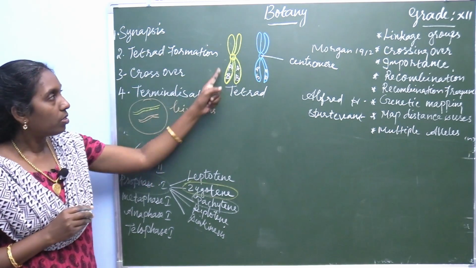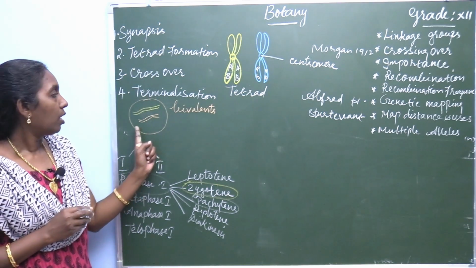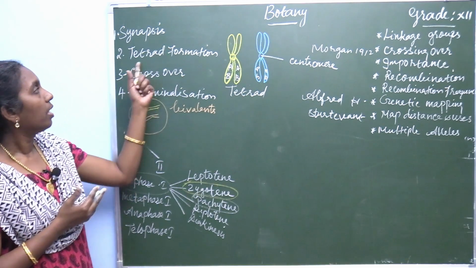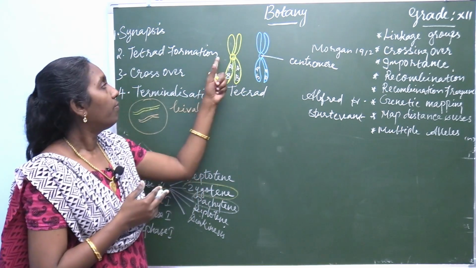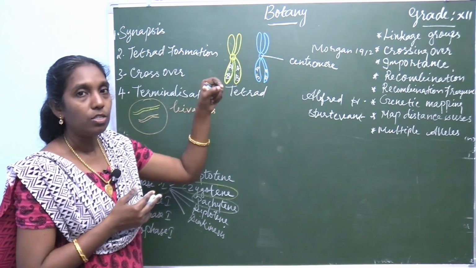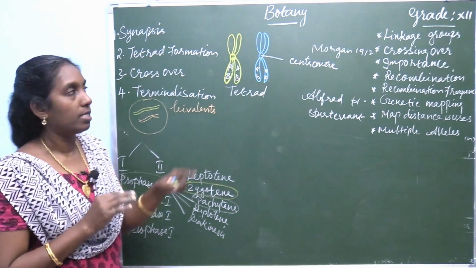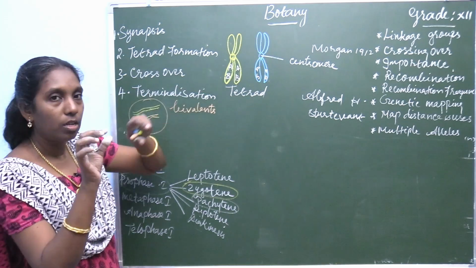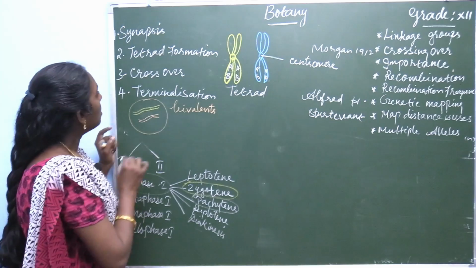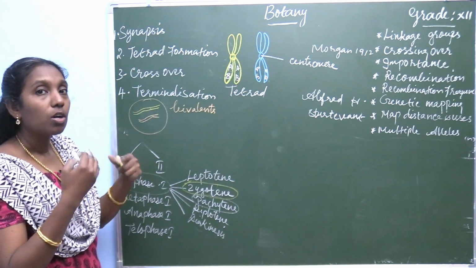At first, what happens? Synapsis, the pairing of chromosomes. Then tetrad formation: the four different chromatids are connected at a particular point, the centromere. The genes are located at particular loci, this is one locus, this is another locus, and the genes are arranged linearly in a chromosome. So the tetrad is formed. The next process is crossing over.